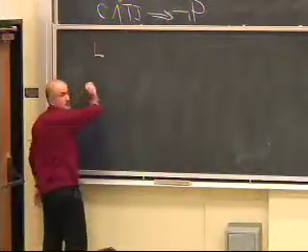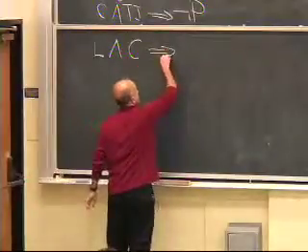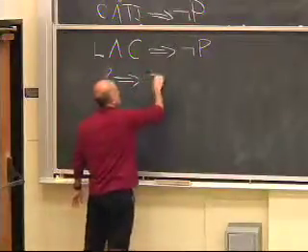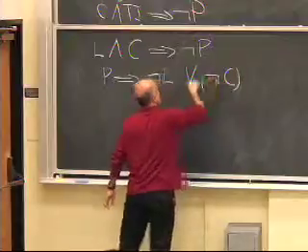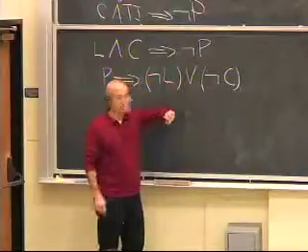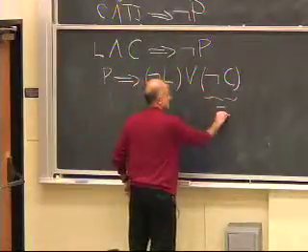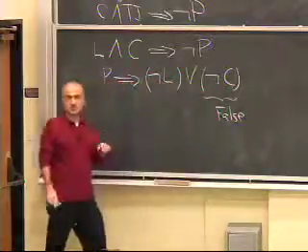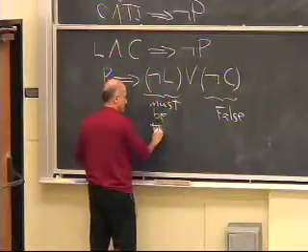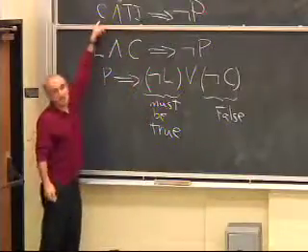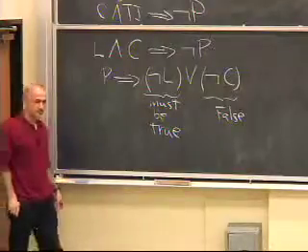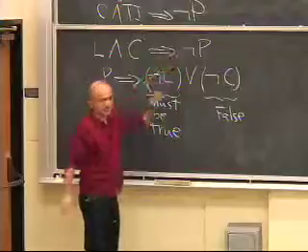Same relation. Linear and causal implies not P. So P implies not linear or not causal. For this statement to be true, at least one of these two must be true. Not causal is false, because I've told you in the problem the system is causal. So it must be that this must be true. And this is exactly the argument down here that you can use. Well, that's how we got this expression.